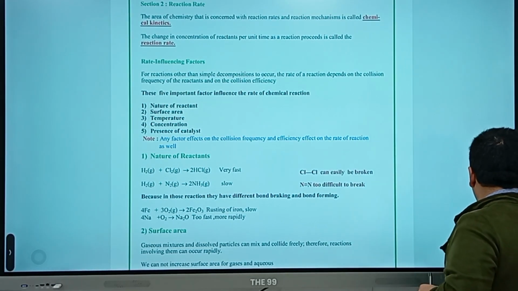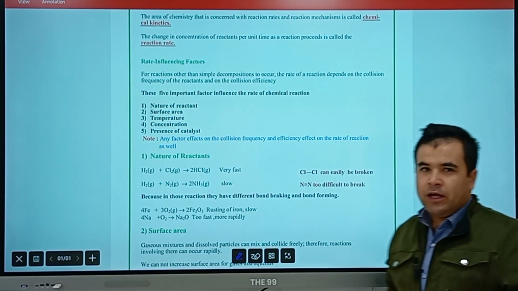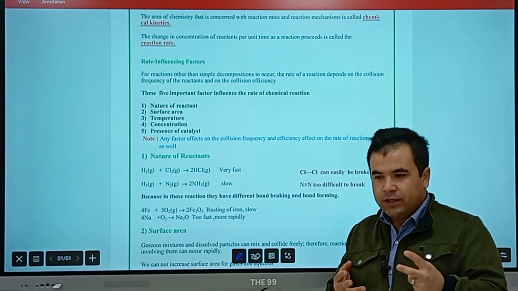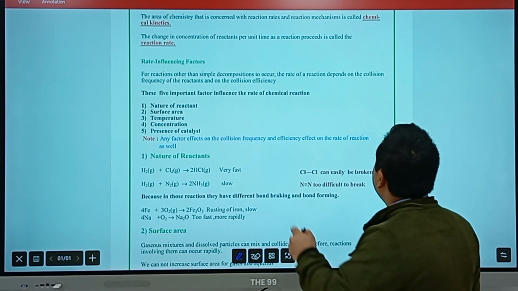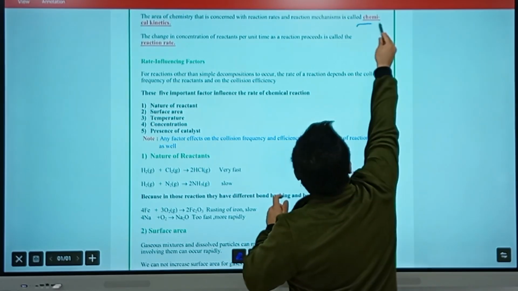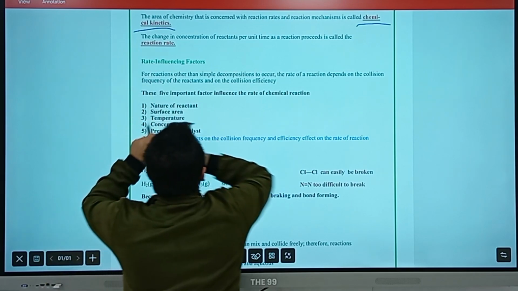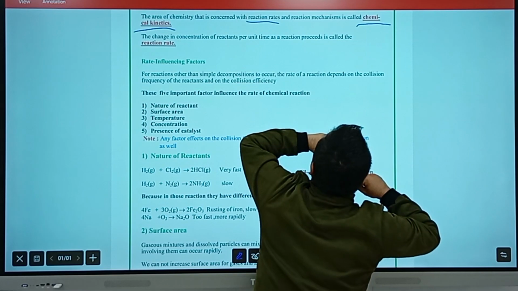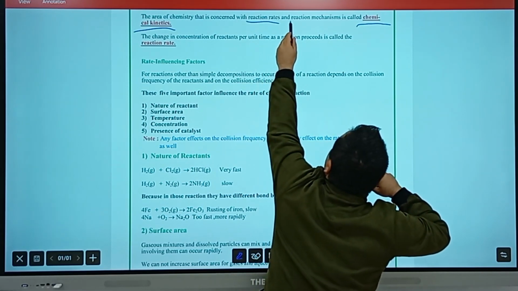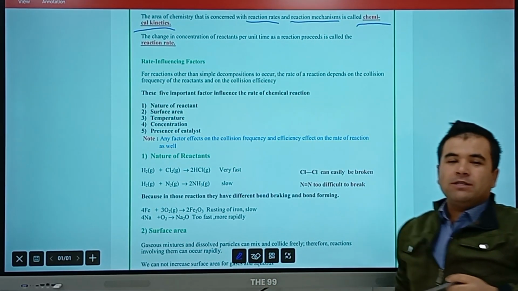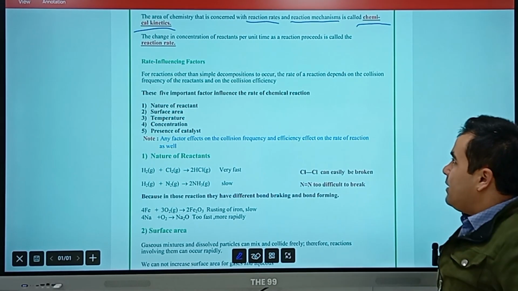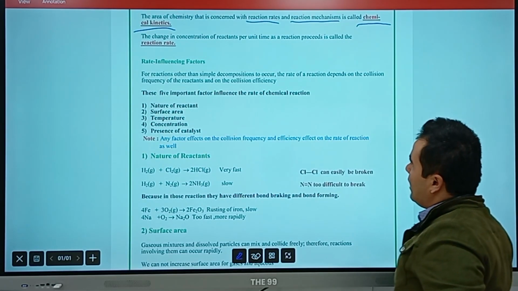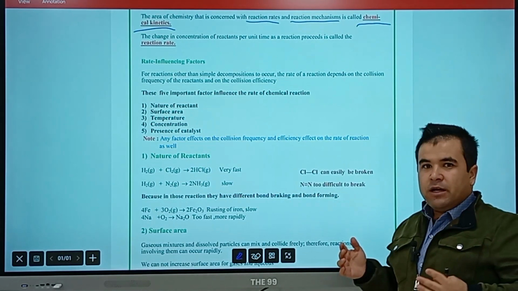Guys, we have a field in chemistry that relates the reaction mechanism and the reaction rate. That field we call chemical kinetics. So here we have a definition of chemical kinetics: any field of chemistry related to the reaction rate and the reaction mechanism we call chemical kinetics. That's for the definition. You have to know what chemical kinetics is. But the main topic is the reaction rate.